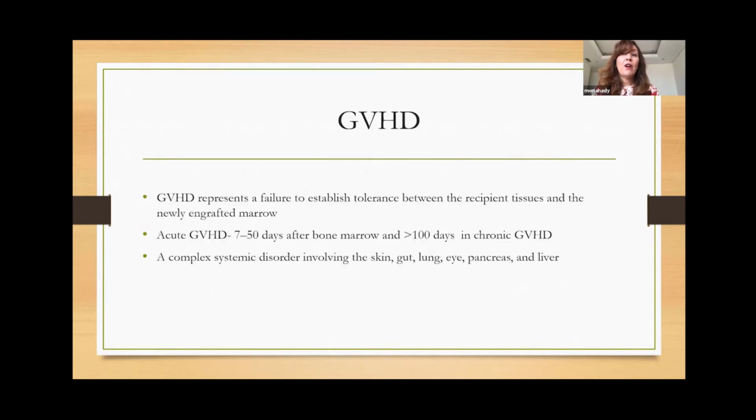The other condition is graft versus host disease, where there is failure to establish tolerance between the recipient tissue and the grafted marrow. So the grafted marrow is attacking the recipient tissue, and it can be acute within the first 1 or 2 months, or it can be chronic, manifested more after 3 months of the transplant. It does not only affect the liver, but the skin, the gut, the lungs, eyes, but the liver is involved in 40% of the cases of GVHD. Next.